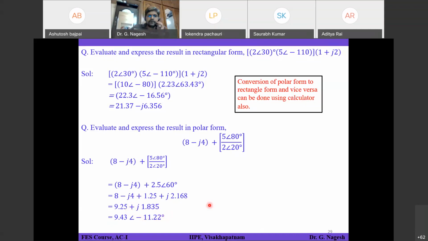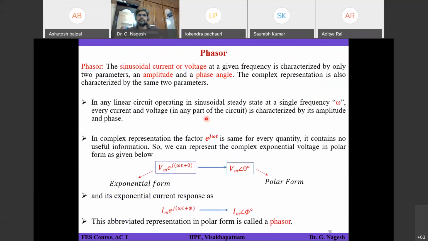So everyone should be clear with all these things: converting rectangular to polar, polar to rectangular. When you are doing addition of two complex numbers, how to do that? When you are multiplying two complex numbers, how to do that? This is very much important because all AC circuit analysis will be with these complex numbers only. Any doubt? Fine.